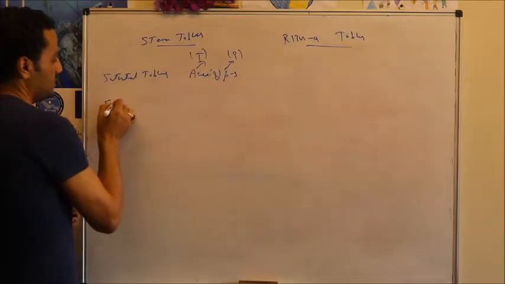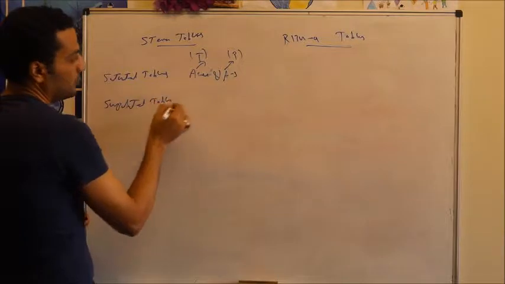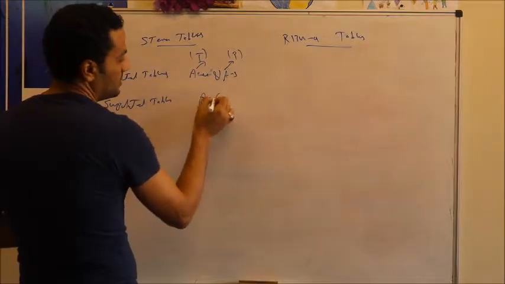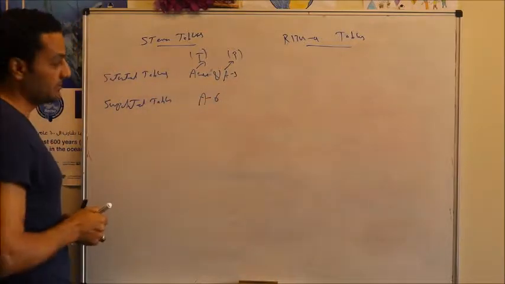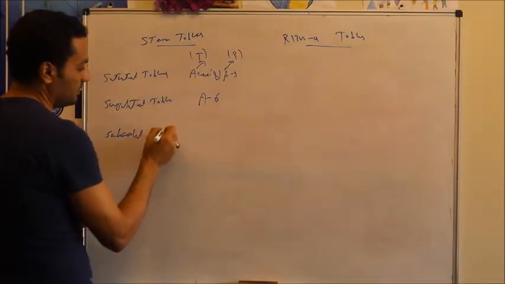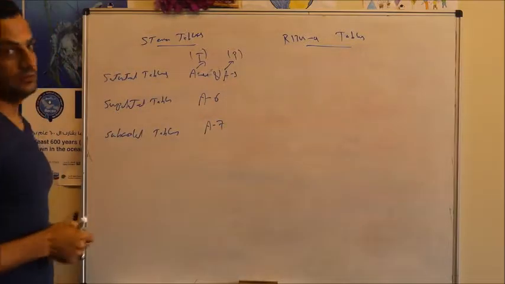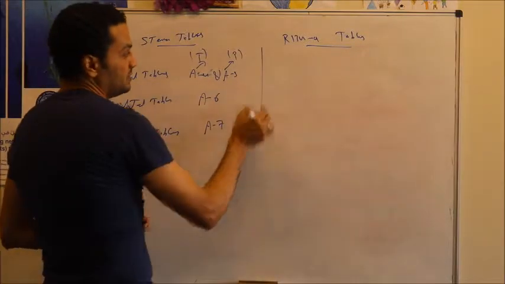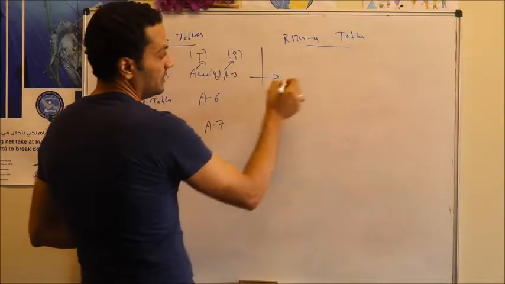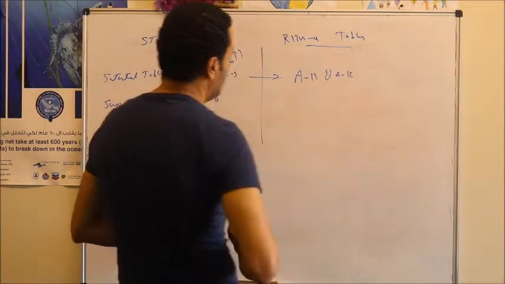We also have the superheated table for the superheated zone, which is table A6, and the subcooled or compressed liquid table, which is table A7. In the case of refrigerant 134A, instead of tables A4 and A5, there will be table A11 and table A12.